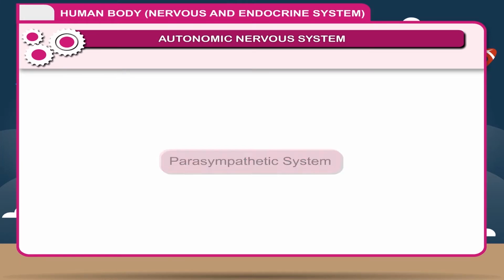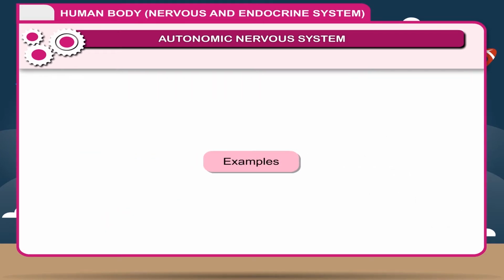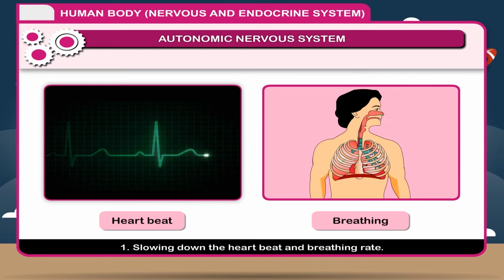Parasympathetic system. The parasympathetic system controls the maintenance activities and helps to conserve the body's energy. This system protects the body from damage by regulating the physiological activities. It brings the body back to normal after the violent activity. For example, 1. Slowing down the heartbeat and breathing rate.